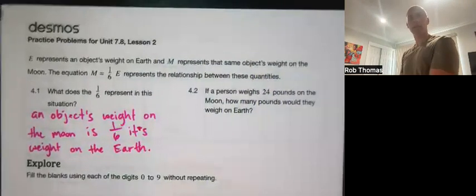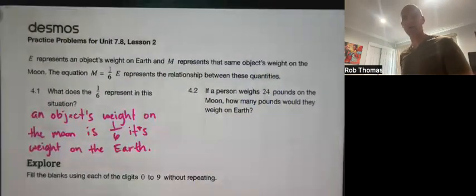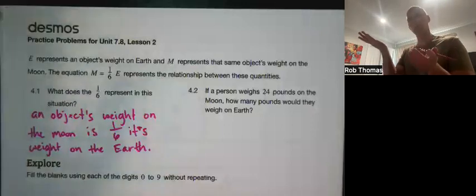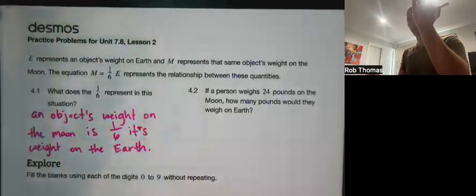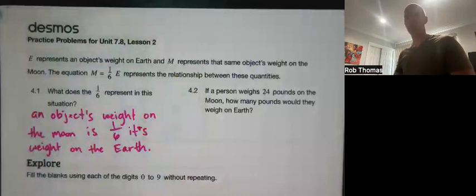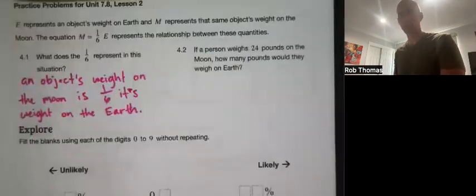Okay, so if a person weighs 24 pounds on the moon, how many pounds would they weigh on Earth? Well, just reverse the relationship. If you weigh 1/6 as much on the moon as you do on the Earth, then turn it around logically. That means on the Earth, you weigh 6 times as much, right? So we could just do 24 times 6 on that, please. You should get 100 something. 24 times 6.